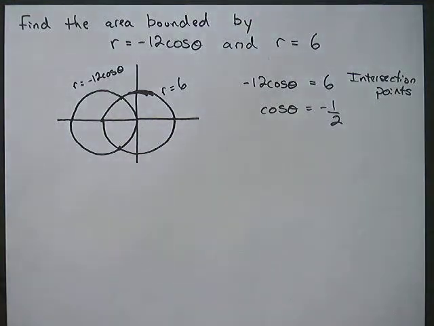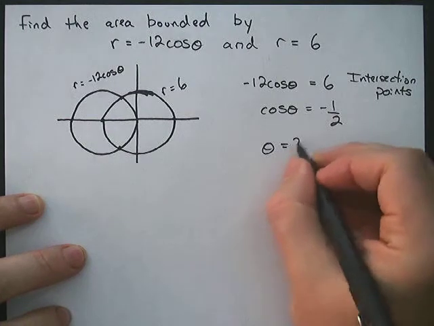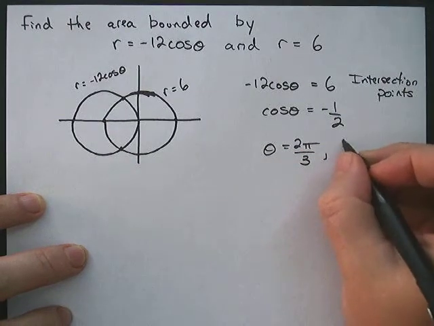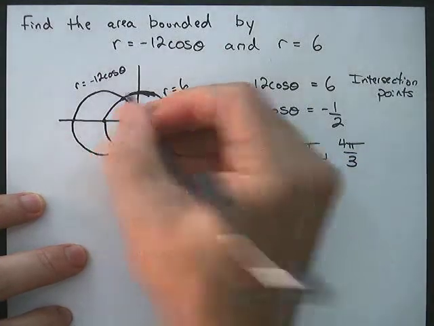Okay, so where do they intersect exactly, or where does cosine theta equal negative 1/2? Well, you can look at your unit circle to see where cosine theta is equal to negative 1/2, but that is going to happen at theta is equal to 2 pi over 3, and again at 4 pi over 3. So those are your two intersection points right there and right there.